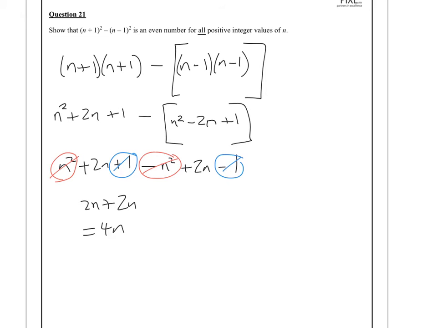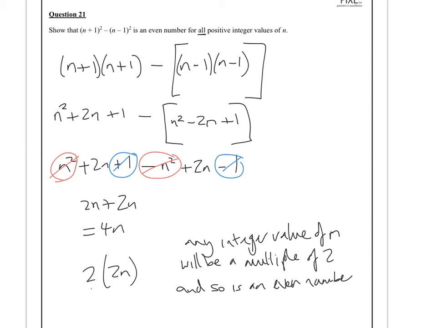Now, an even number is a multiple of 2, so if we take 2 out of this, we can show that whatever value we substitute in for n is going to be multiplied by 2, and so will be a multiple of 2, and so will be an even number. So I've just written out a sentence explaining what I just said there. Any integer value of n will be a multiple of 2, and so is an even number.